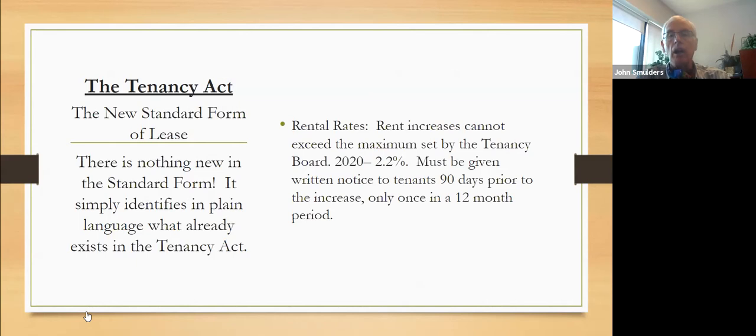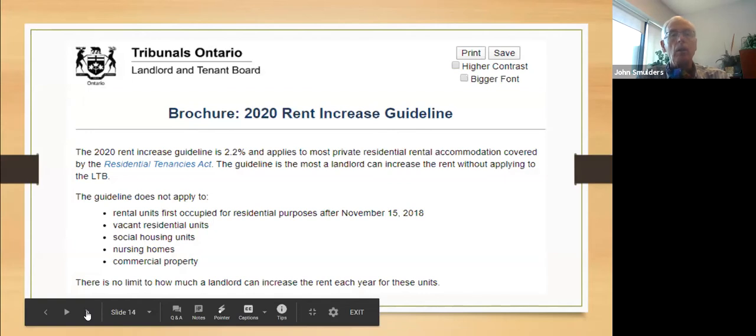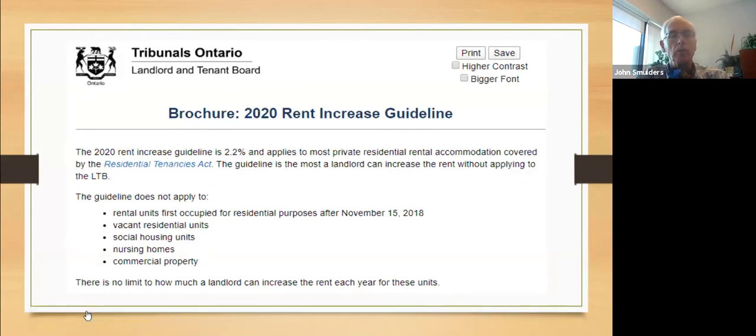And once you have an agreed upon tenancy with all the terms, you need to complete the standard form of lease. Okay. I do want to remind everybody that in 2020, the increase was permitted to be 2.2%. But you always have to give written notice to tenants 90 days prior to the increase, only once in a 12-month period. 90 days notice to the tenant. You can always look up through Tribunals Ontario, the Landlord and Tenant Board, what the rent increases are.